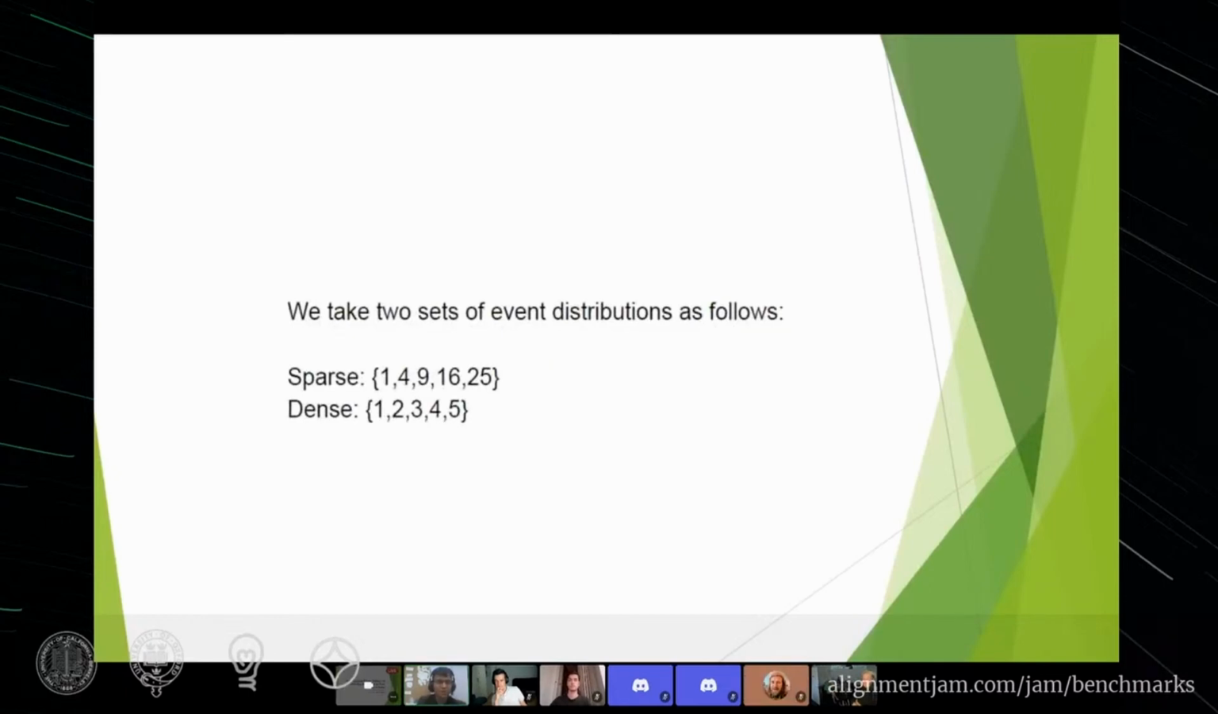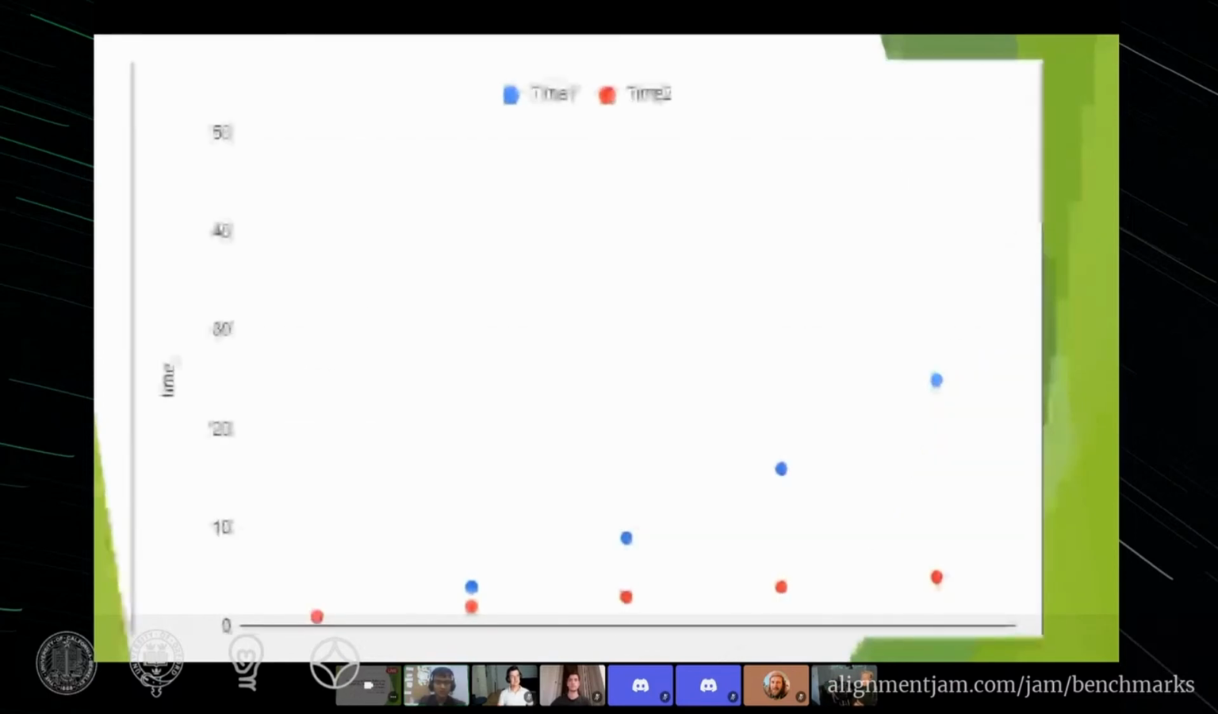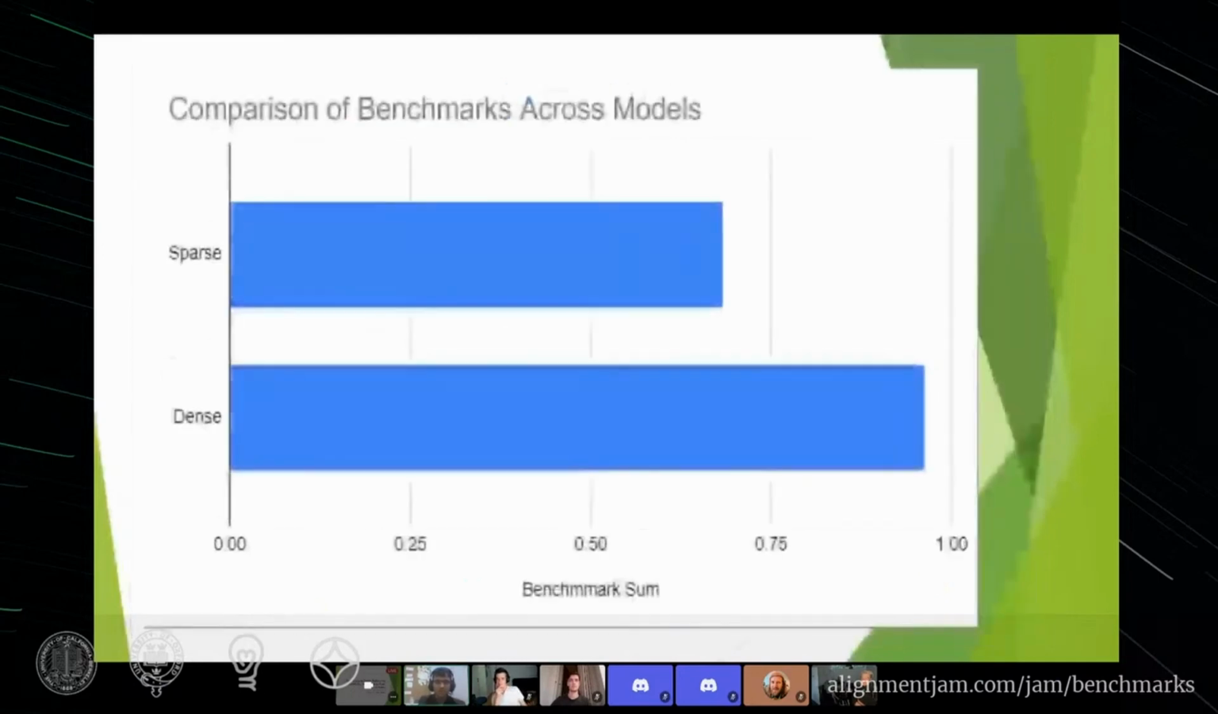We can take two sets of event distributions such that the sparse one is defined as 1, 4, 9, 16, and 25. So the interesting events, or the events where the model is getting some points for developing certain kinds of values, happen at time 1, time 4, time 9, time 16, time 25. And the same thing with dense, for 1, 2, 3, 4, and 5.